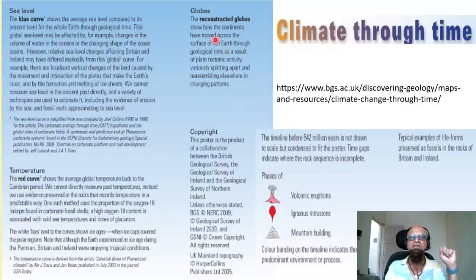So we'll also reconstruct globes to show how the continents have moved across the surface of the Earth through geological time as a result of plate tectonic activity. When the plates or the continents move, we call it plate tectonic activity, variously splitting apart and reassembling everywhere in changing patterns. That's again a nice detective work.